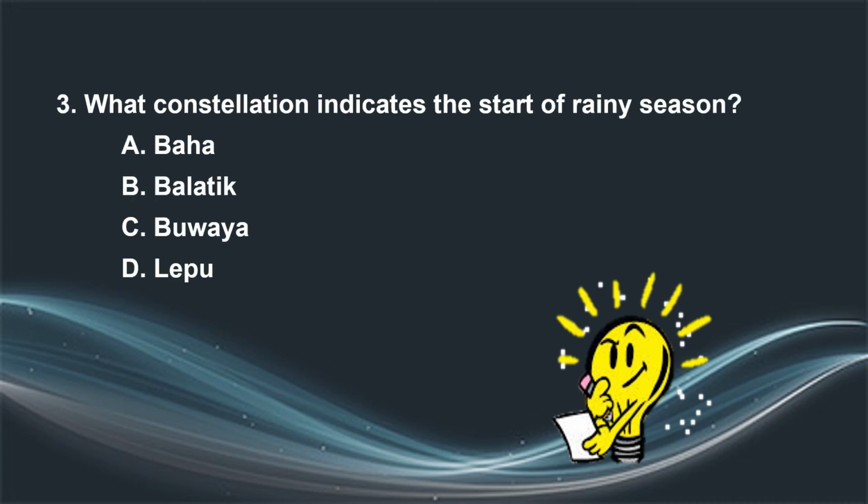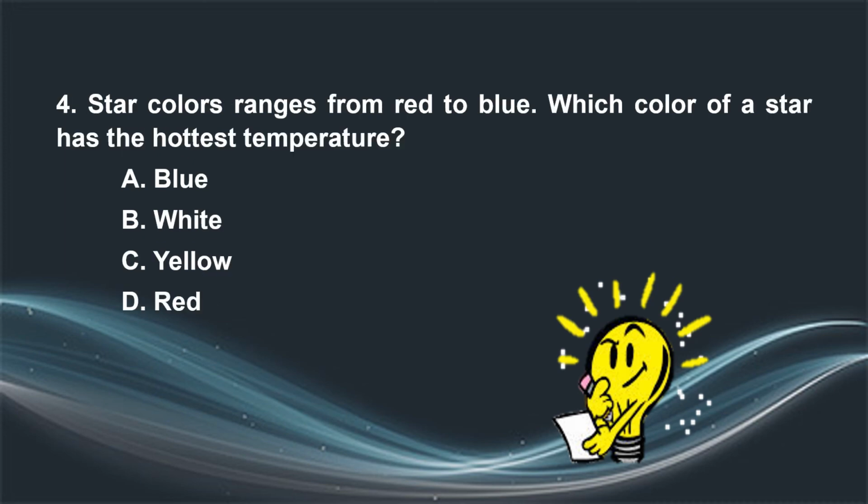Number 3. What constellation indicates the start of rainy season? Letter A. Baha. Letter B. Malapit. Letter C. Huaya. Letter D. Lepo. Number 4. Star colors range from red to blue. Which color of a star has the hottest temperature? A. Blue. B. White. C. Yellow. D. Red.